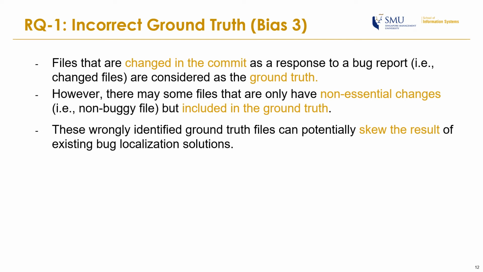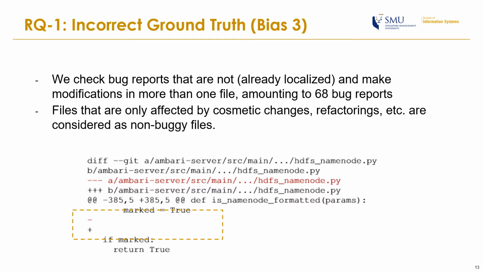Another issue which can bias the result is wrongly identified ground truth files. In bug report datasets, usually files that are changed in the commit as a response to a bug report are considered as the ground truth to evaluate the accuracy of bug localization techniques. However, there may be some files that are changed for reasons such as refactoring and cosmetic changes, but these files are still included in the ground truth. These wrongly identified ground truth files can potentially skew the result of existing bug localization solutions. We check bug reports that are not already localized and make modifications in more than one file.